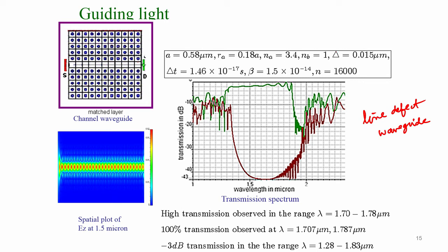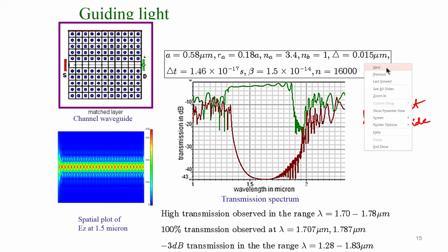These are some of the parameters which are given here. A large number of points are taken to achieve good accuracy. In general, we can say that there is a requirement for numerical or computational methods for these photonic applications. In this particular case, you have a high transmission in the range of 1.7 to 1.78 for this line defect. The 3 dB transmission is in the range of 1.28 to 1.23, which means it is acting as a good waveguide.